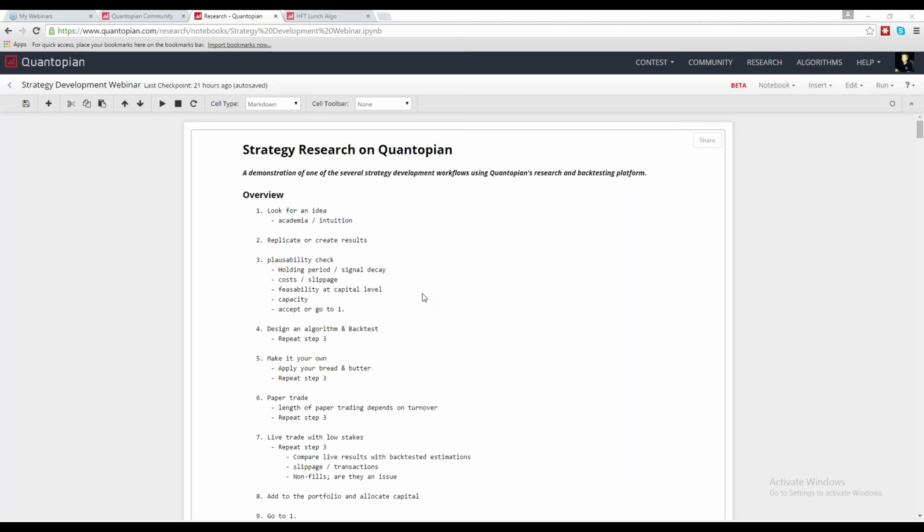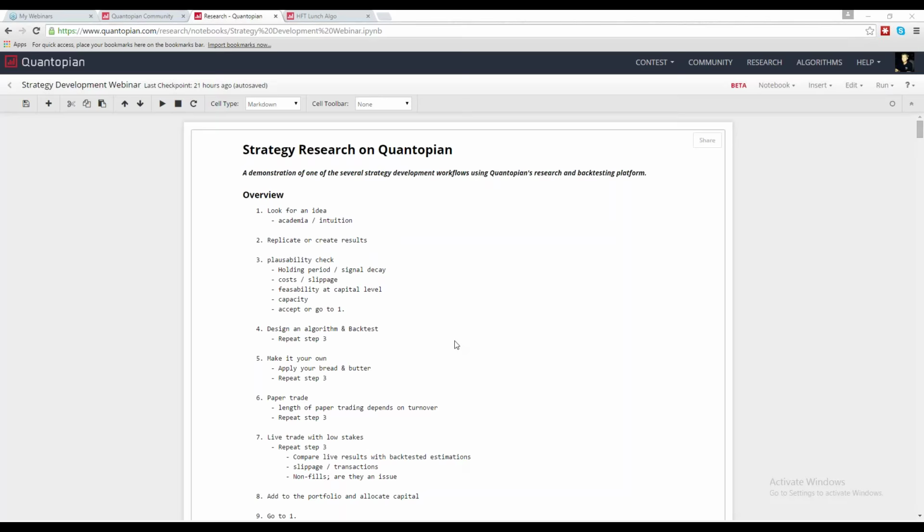Things like borrowing costs on short sells and non-fills, and then also get your actual results as far as your slippage and transactions. What kind of market impact am I having? And are the bid-ask spreads too wide for these pairs or whatever this kind of strategy is? And from there, you're going to take your actual results and go back and compare them with your backtested estimations. And that's where you'll get a good idea of how conservative you are being. You can start to develop your own slippage models accordingly.